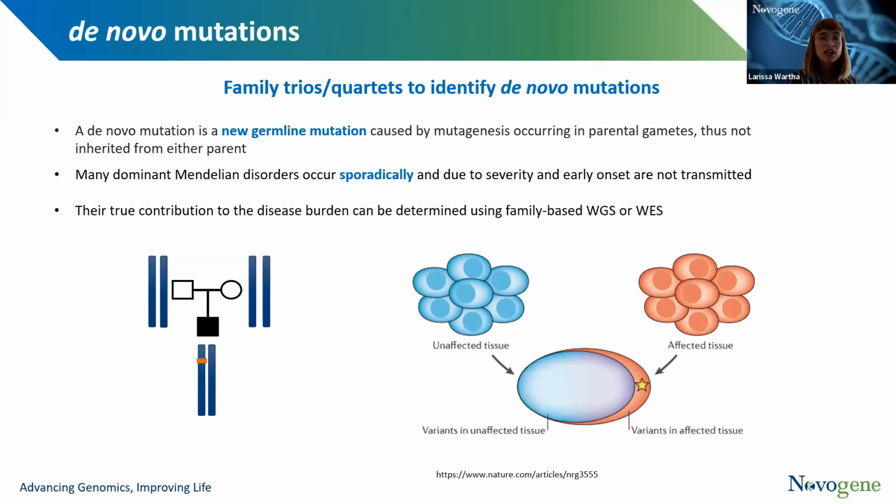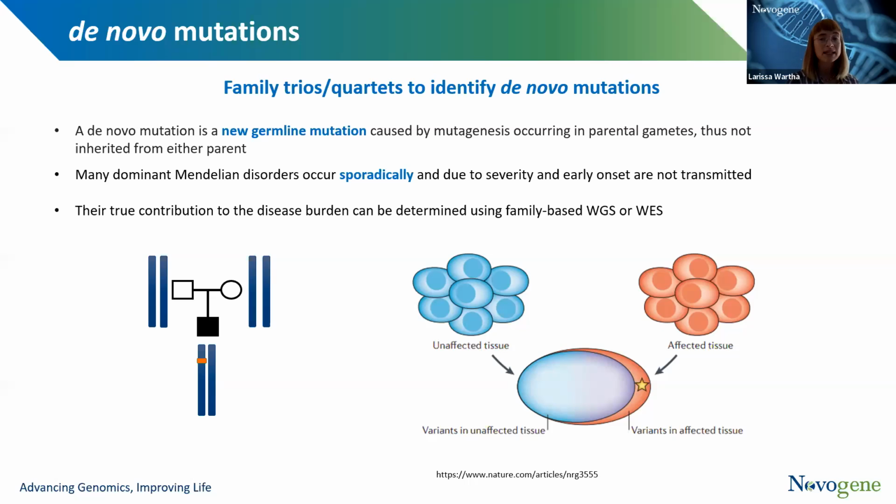So new mutations have long been known to cause genetic disease, but their true contribution to the disease burden can only now be determined using family-based WGS and WES approaches. So a de novo mutation is a new germline mutation caused by mutagenesis occurring in parental gametes that's not inherited from either parent. Such a genetic variant occurs for the first time in one family member, and thus forms the first generation of carriers, who can then transmit this new variant to their offspring.